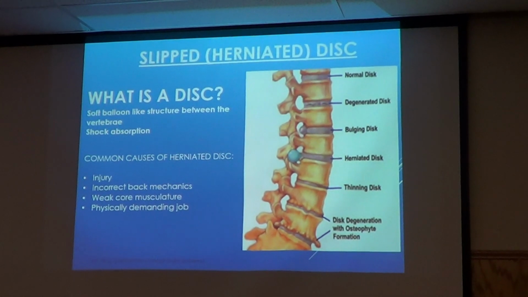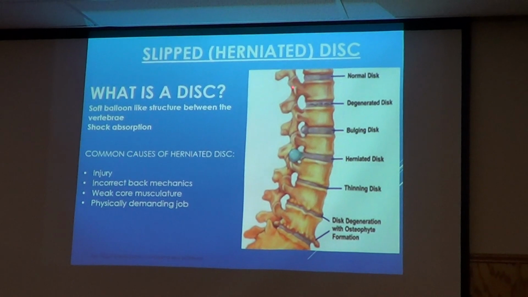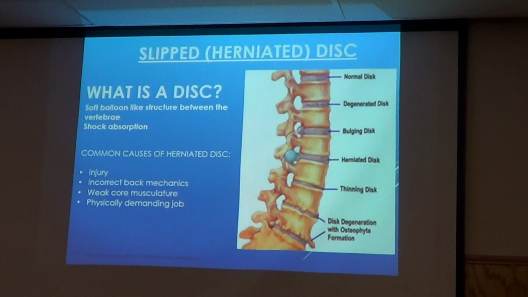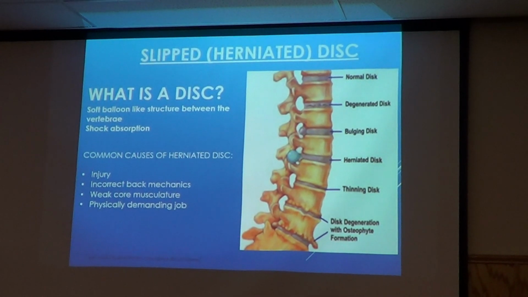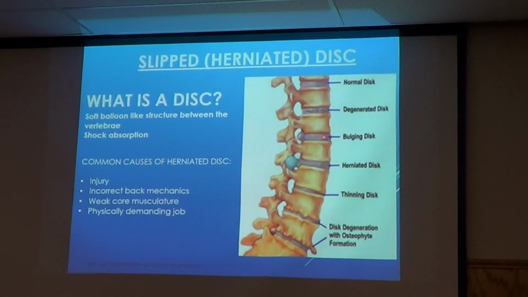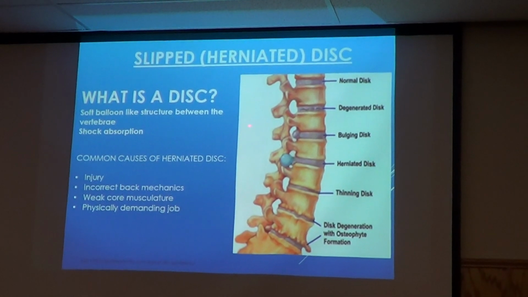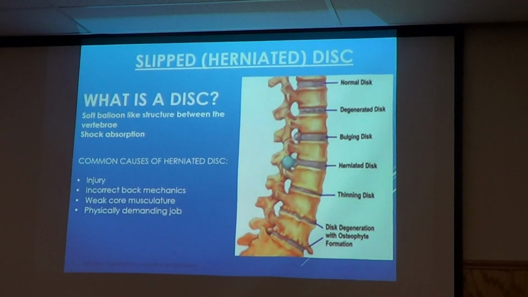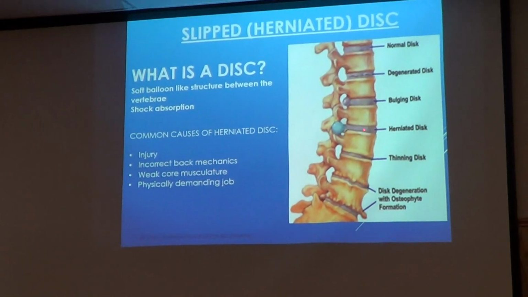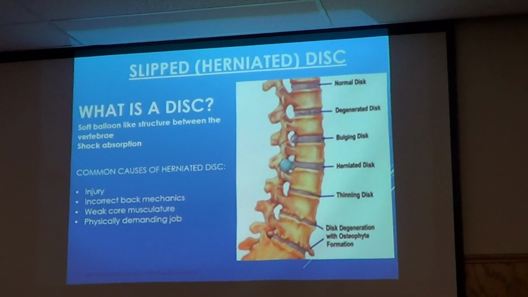There are so many things that can go wrong with the disc. So that's what a normal disc looks like. That's a degenerated disc. That means there's a lot of wear and tear going on in the disc, most commonly with aging. That's a bulging disc. So the disc moves out, displaces from its place. That's what we commonly call a slip disc. Then there is the herniated disc, so it has moved out more, actually herniated from its place.